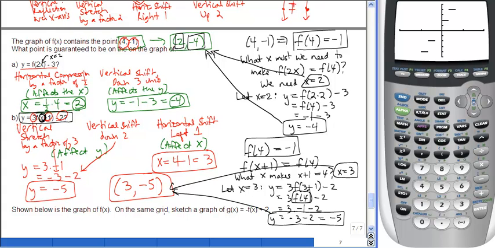So I don't care how you do it. You can do it thinking in terms of transformations, or you can think of it in terms of function notation.